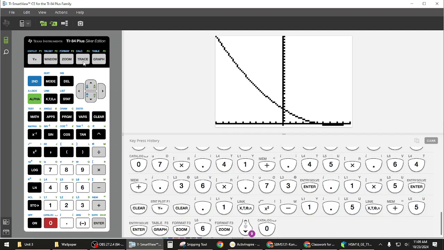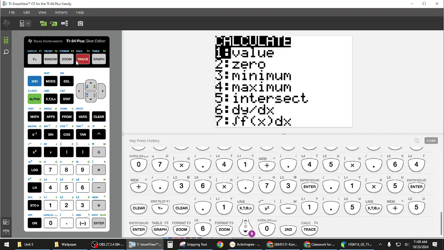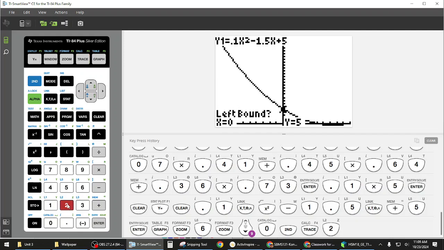The first question says, where does this have a 0 level? So above the trace button, do you see how it says calc? Second calc. Okay? Look at choice 2. What does it say? 0. That's what we want. Well, one of the things we want, right? So go ahead and hit 2. Everybody with me? Yeah. Okay.